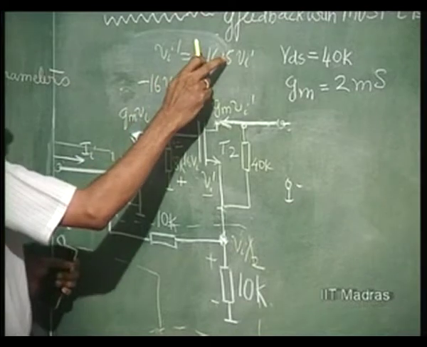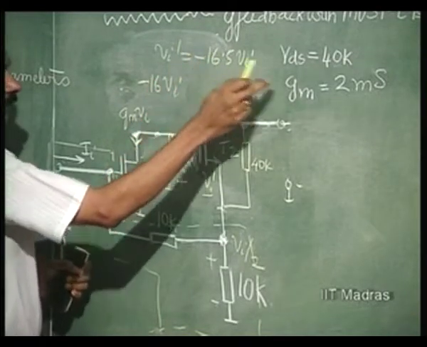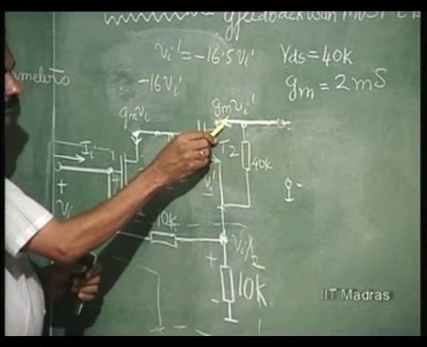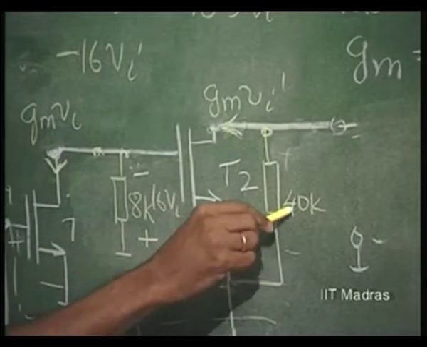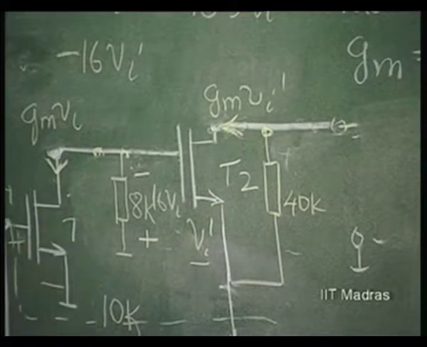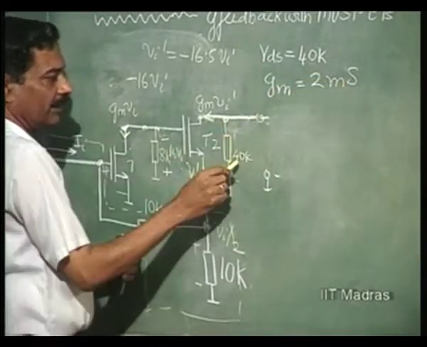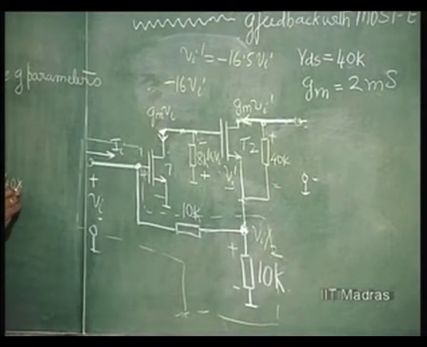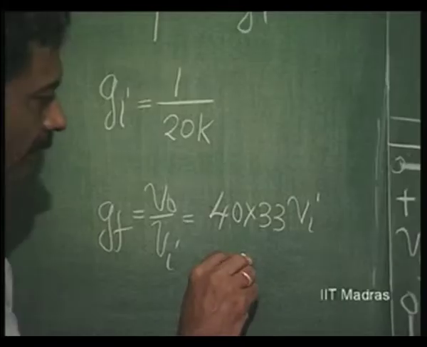If it is minus 16.5 times Vi, the current will be actually in this direction with 16.5 into 2, that is 33 times Vi flowing in this direction, which will develop a voltage in this direction, which is 33 Vi into 40K. 16.5 Vi into 2 millisiemens. So 33 into 10 to the power minus 3 into 40. So basically the voltage developed here is going to be 40 into 33 times Vi, positive here and negative here, and there is Vi by 2 getting added to it, plus if you want 0.5.